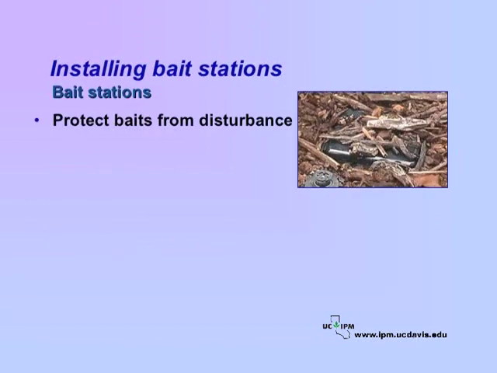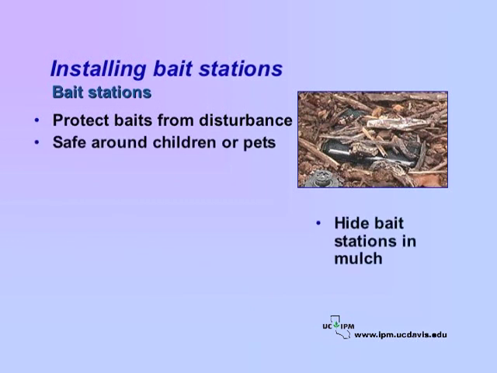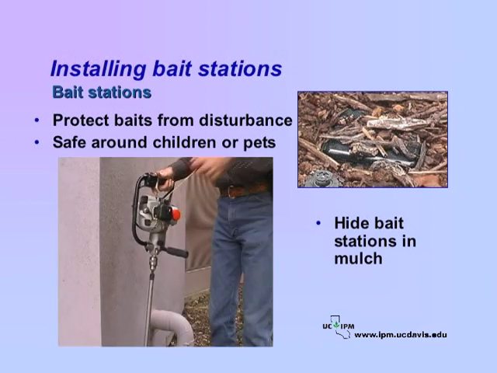Bait stations protect baits from being disturbed, and they are safer to use when children or pets are around. Oftentimes they can be hidden in mulch or under other debris, so that children or pets do not notice them. However, ants can still access them.